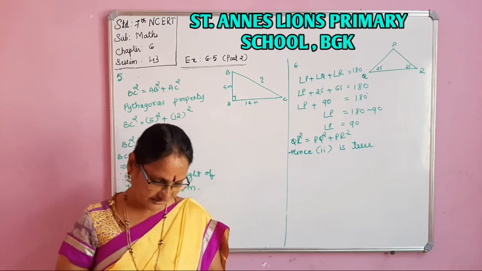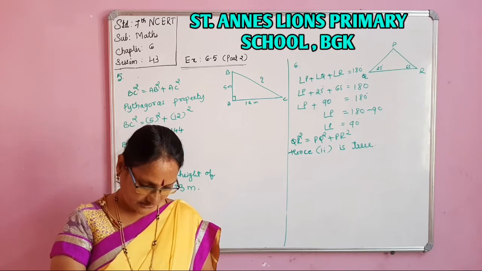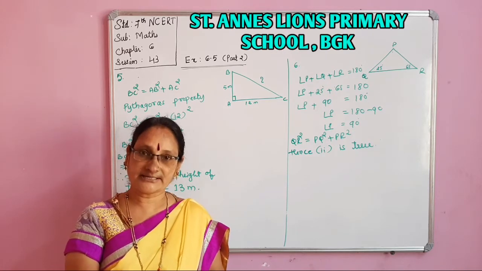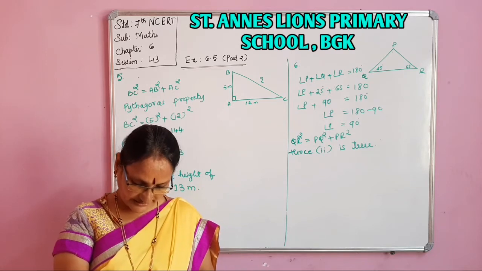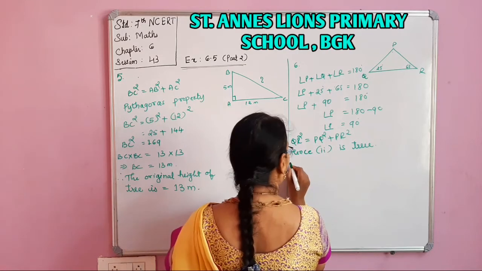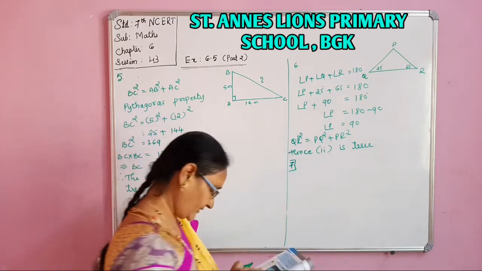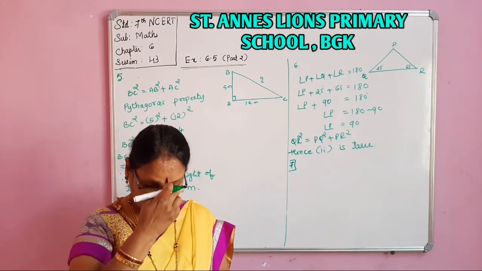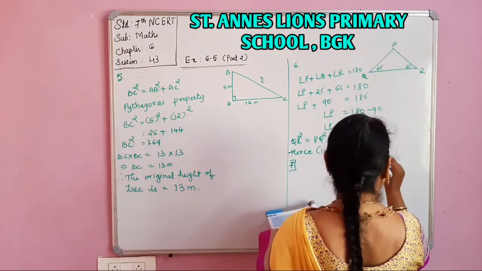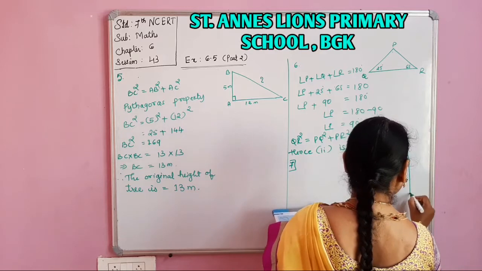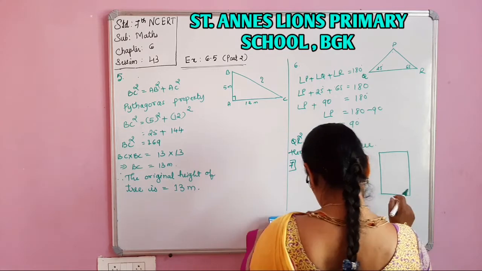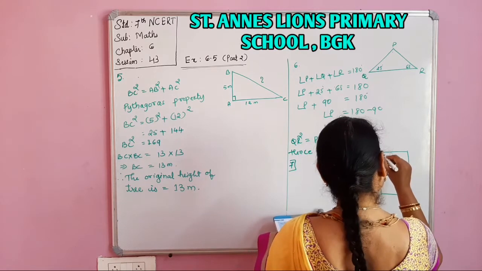Okay, this is the sixth sum. Next comes the seventh one, that is, find the perimeter of the rectangle whose length is 40 centimeter and a diagonal is 41 centimeter. See, the seventh one. What do we have to find out there? We have to find the perimeter of the rectangle. First we have to draw one rectangle. The rectangle is like this.